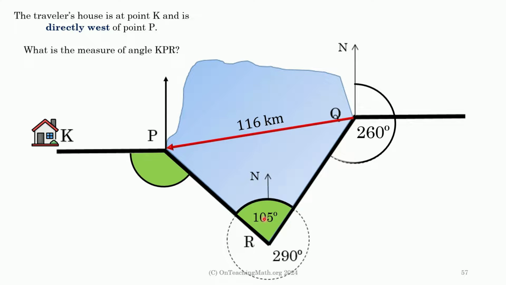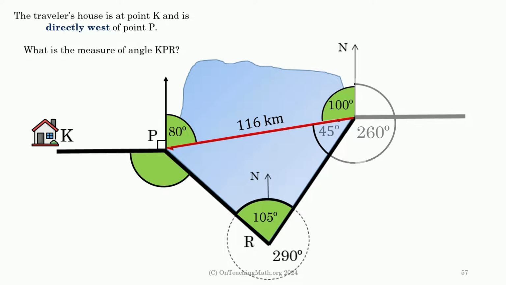So let's go ahead and start exploring this. We know this is 260 degrees right here. That means that there's 100 degrees left right here. And because north is parallel to north, 180 minus 100 is, of course, 80 degrees. Now, north is perpendicular to west. That makes that 90, right?